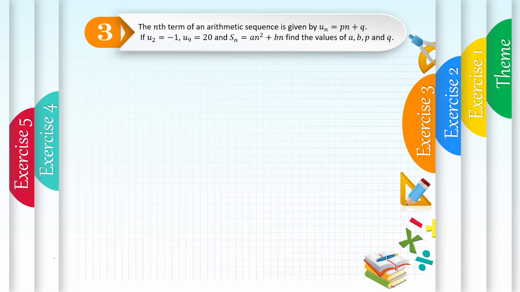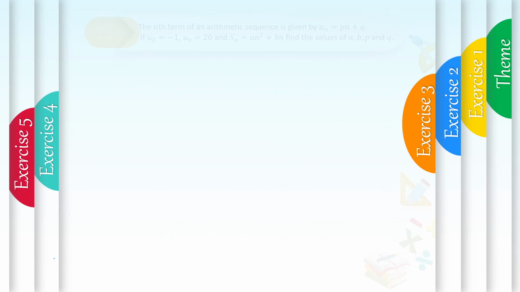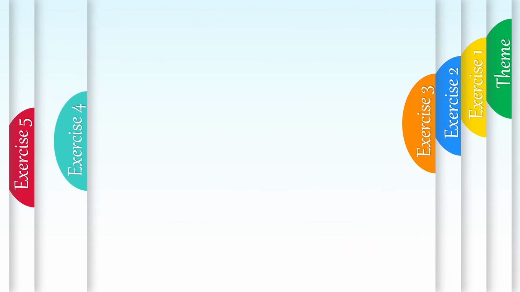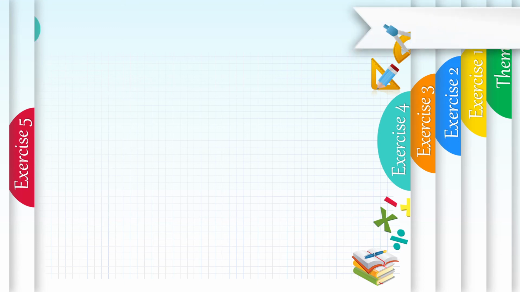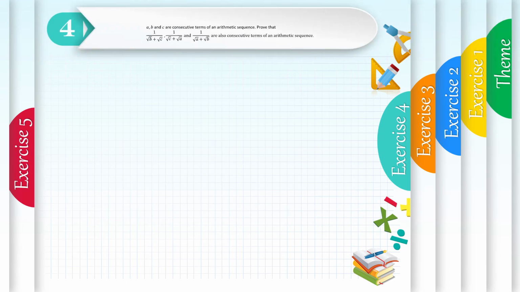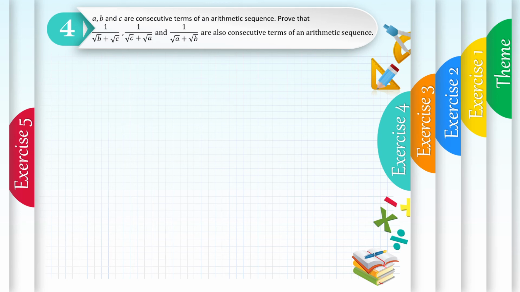So let's move to the next exercise. Exercise number 4. In exercise number 4, we have that a, b, and c are consecutive terms of an arithmetic sequence, and we have to prove that 1 over square root of b plus square root of c, then 1 over square root of c plus square root of a, and 1 over square root of a plus square root of b are also consecutive terms of an arithmetic sequence.